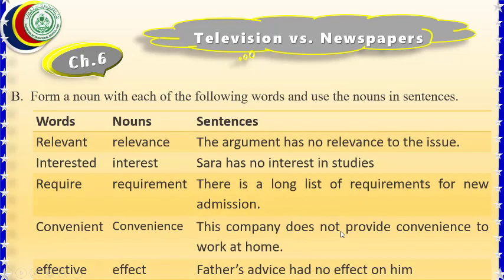This is exercise B. In this exercise, we are to form a noun with each of the following words and use the nouns in sentences. Dear students, first of all, we shall change the word into a noun. Then we shall use the noun in our own sentence. Okay, the first one is relevant. Relevant, noun will be relevance. The argument has no relevance to the issue. Dear students, I have used my sentences here. You can use your own as you like, no problem.